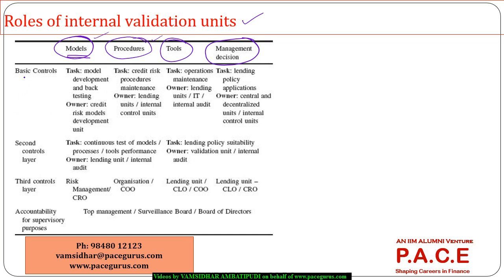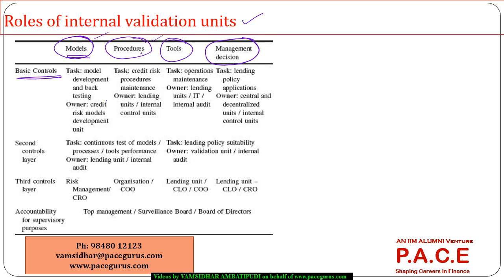So overall, when I am looking at the controls, I can classify them as basic controls, where the task is to develop a model and test it with the past data and see to a large extent whether it is adhering to the requirement. So the risk model development unit, which is developing the model, will take the major responsibility for model development and back testing of the model.